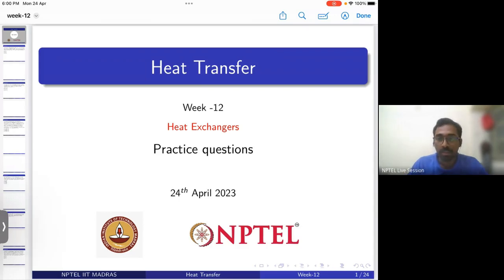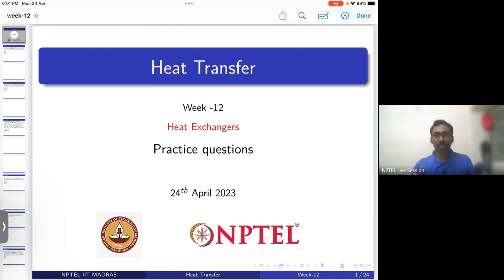So today we'll be discussing the week 12 topic, which is basically heat exchangers. A heat exchanger is one of the practical thermal devices which you can find almost everywhere, ranging from air conditioning units to power plants. A heat exchanger is basically a device which transfers heat between two fluids at different temperatures. Today we will be discussing some practice problems related to the topic of heat exchangers.